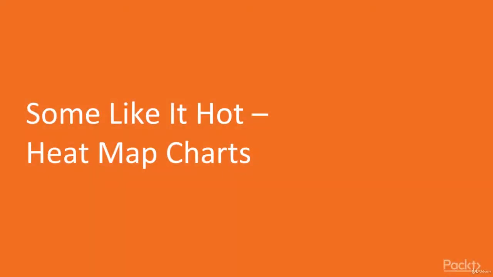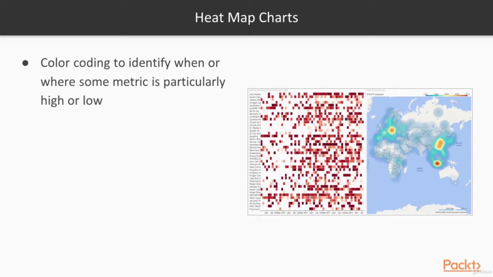Welcome to video 2.3, Some Like It Hot, Heat Map Charts. In the previous video, we took a look at time series charts, exploring drill down and analytics. In this video, we'll look at a couple of heat map custom visuals. In general, heat maps use color coding to help analysts identify when or where some metric is high or low, in other words, hot spots and cold spots.